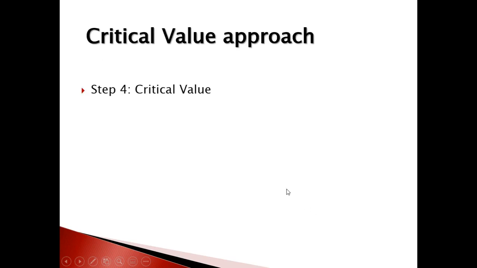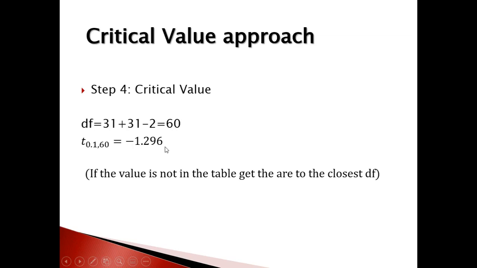Step 4, we need to find the critical value. To do that, we need the degree of freedom, which is n1 plus n2 minus 2. 31 plus 31 minus 2 is 60. So we can go to the table and find this value T. Significant level is 0.1, degree of freedom is 60. According to those values, we can find the table value, which is negative 1.296. If in any case you cannot find the exact value from the table, then you have to get the values that are closest to that value.